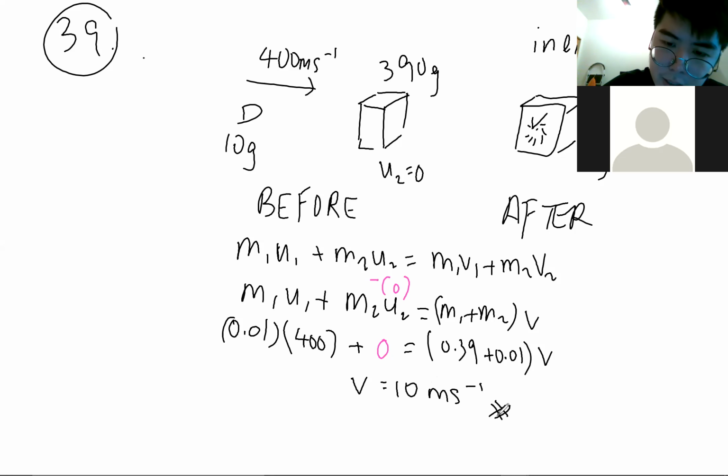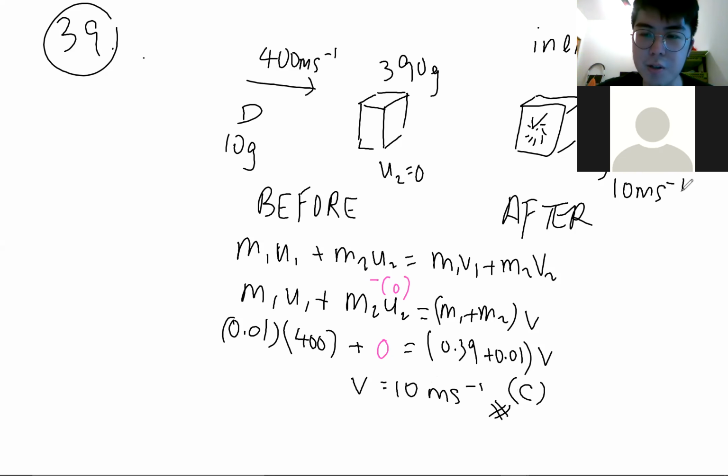Okay, and the answer is C, meaning that they will move at the final velocity, 10 meter per second. Right? This is the benefit of knowing the principle of conservation of momentum. Because given one object and another object, when they collide, I can calculate the final velocity they are moving at, based on the initial velocity and mass given.